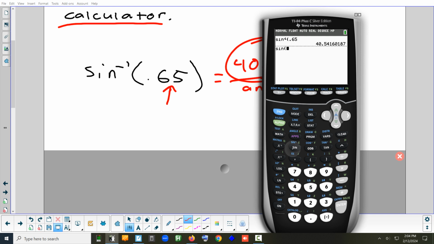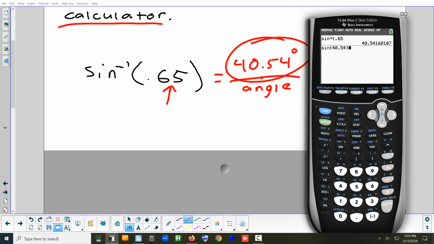So if I take the sine of 40.54, what should I get? 0.65. I should get 0.65. How come I got 0.64998? Because you round up. Yeah, because it wasn't exactly 40.54. None of these come out exact. The only ones that come out exact are the ones from the table.